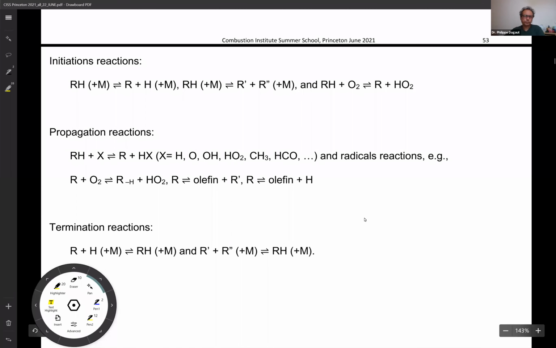And finally, the termination reactions are reactions which involve a recombination of active species, like a radical, for example, an alkyl radical plus H, giving a molecule of alkane. It can also be two alkyl radicals that recombine to form an alkane. And these processes are the same as the initiation ones, but the reaction is going in the opposite direction.